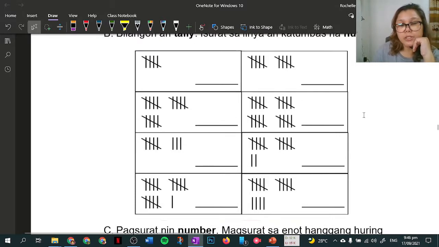So, make sure that you write the numbers na hindi po baliktad. Ano po? So, any number that is reversely written, it cannot be considered a correct answer. So, starting from module 1, we're going to try to write the numbers correctly.